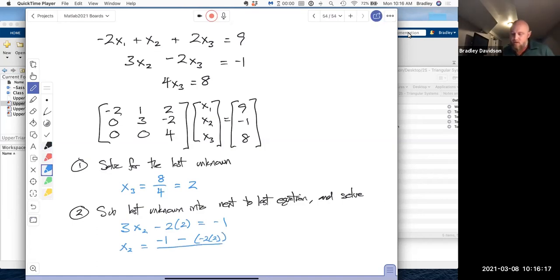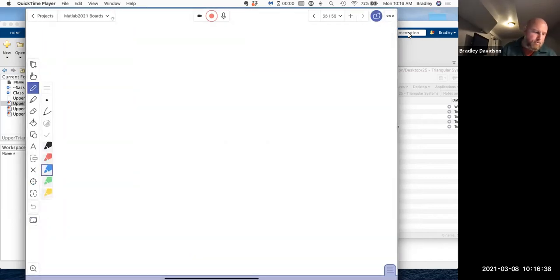Divide the entire thing by 3. And then by working out the arithmetic, we get that x2 is equal to 1. And so now that we solved for x3, we solved for x2. Let's move on to x1.